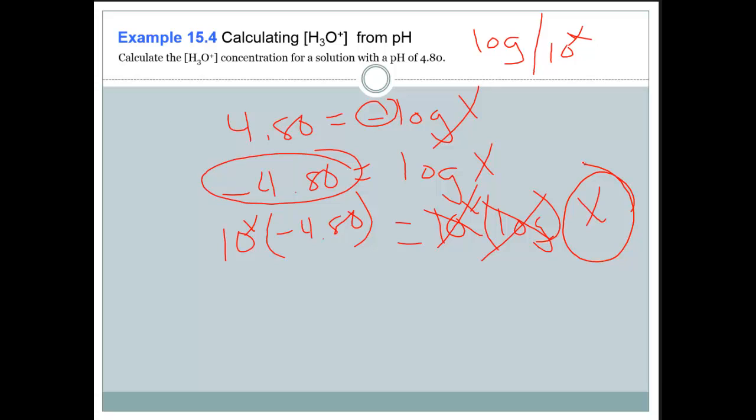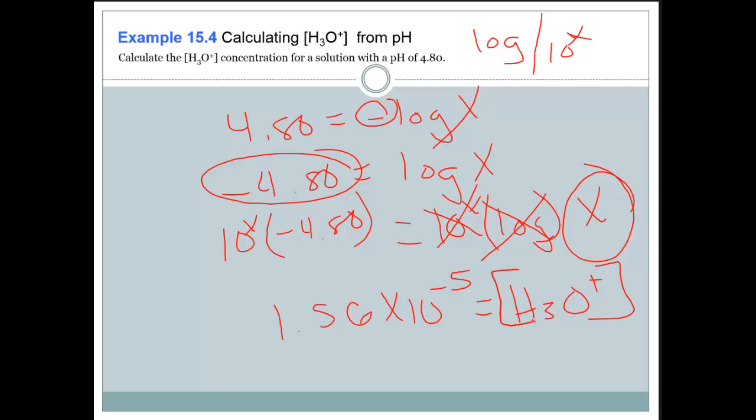10 to the x of negative 4.8 comes out to be 1.56 times 10 to the negative 5. And that gives you an overview of strong versus weak acids and bases and how to calculate for pH.